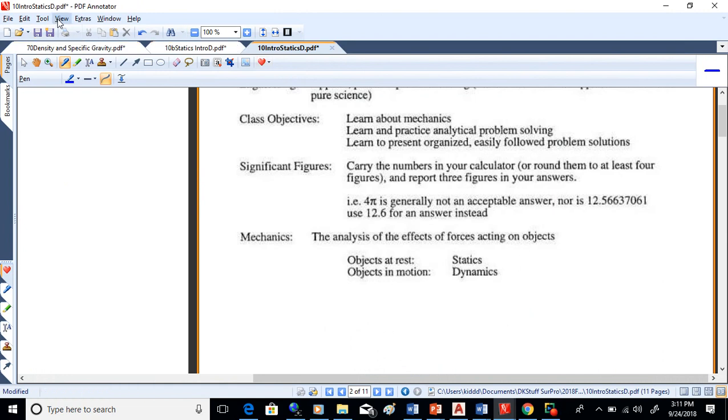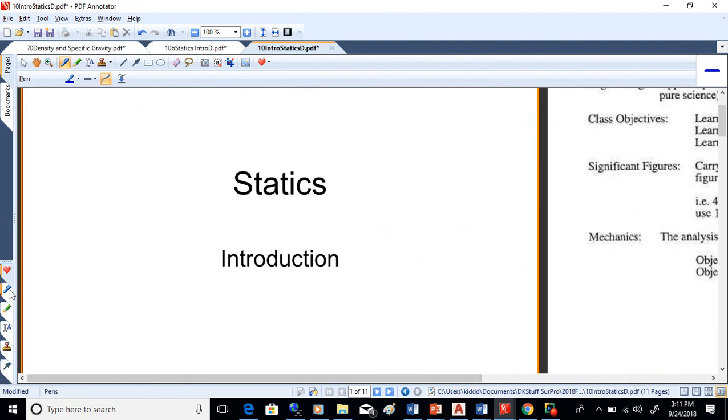All right, now let's have a look at some other information here. This is out of the packet. So this information is in the statics packet. If you haven't already gotten it from the bookstore, I would order it. And if you don't have it yet, I would just download that material from Moodle that I showed you, and that will get you these pages in the packet.